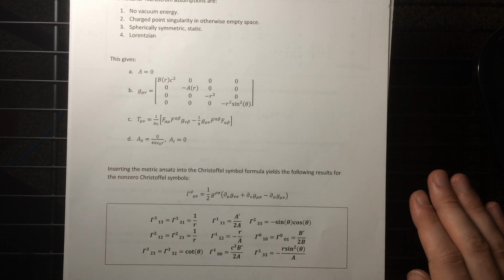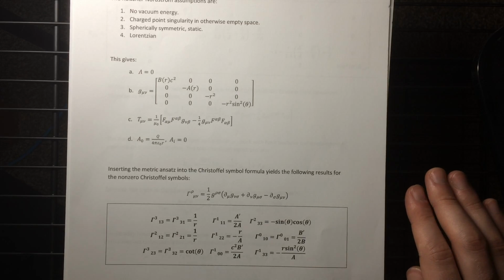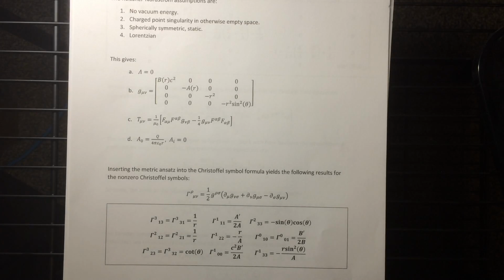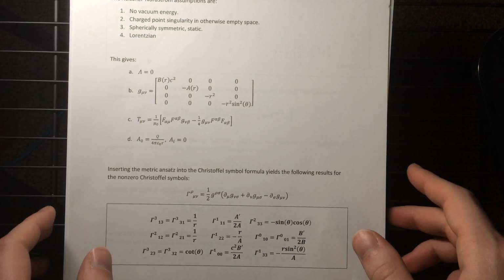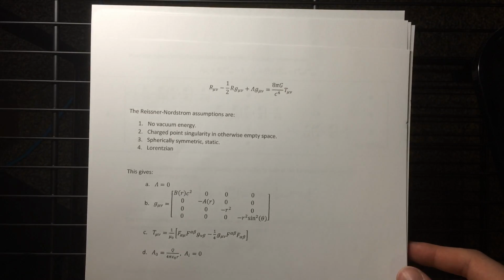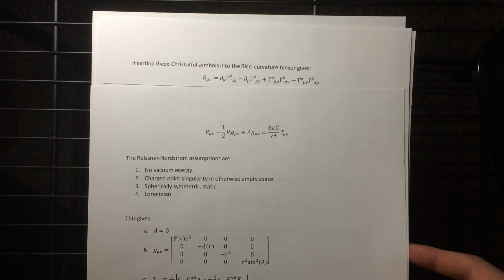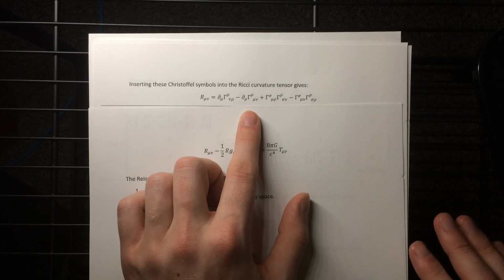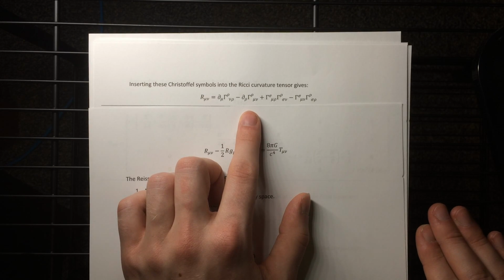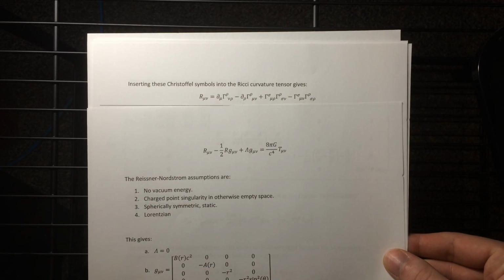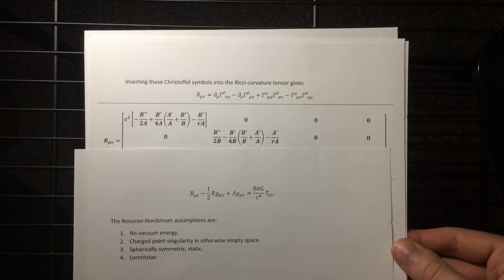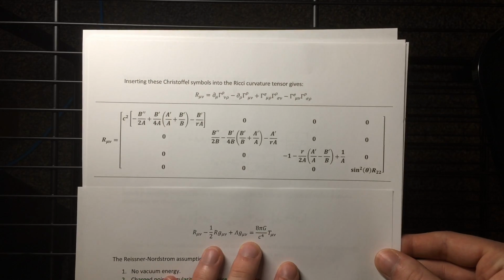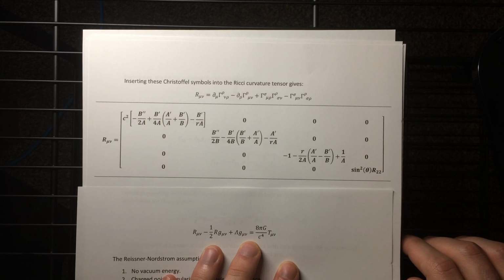So I also showed the calculation of the Ricci curvature tensor for this metric ansatz in my Schwarzschild metric video, and will therefore just list the results here as well. The formula used was the standard one, this one right there. It's just the ordinary one for the Ricci curvature tensor in terms of the Christoffel symbols. So for our ansatz, as I worked out in that video of mine, you get this for the Ricci curvature tensor. That's the result you get.